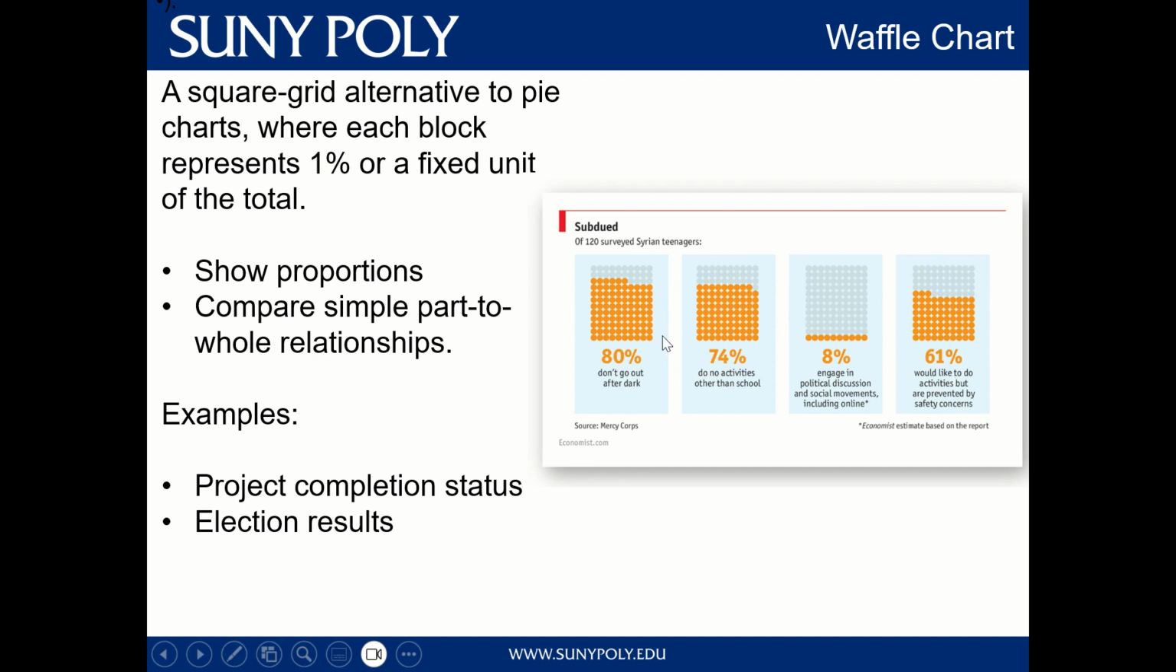So for example, here we have four waffle charts. In each waffle chart there are 100 parts, so each point that you see inside the waffle chart is 1%, right? This is a survey, and each question is a yes or no question. So you have what percentage of the respondents say yes or no, and that's how you get this number.